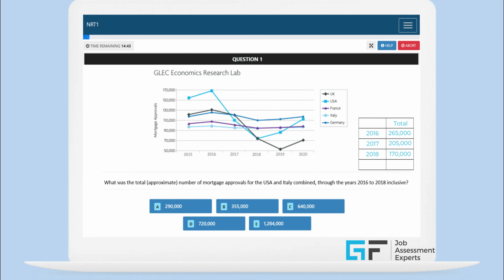The question asks for the total approvals across all 3 years, and we must therefore add the total figures for 2016, 2017, and 2018. Adding 265,000, 205,000, and 170,000 gives a final figure of 640,000. Looking at the answer options, we can see that option C is the correct answer.